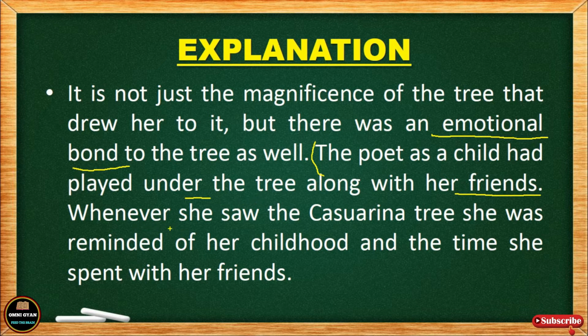So whenever she saw the casuarina tree, she was reminded of her childhood. तो जब भी वो खिड़की खोल के casuarina tree को देखती है, या जब भी देखती है उस tree को, तो अपने बचपन की याद उसको आ जाती है. The tree actually reminds her of her childhood. और सिर्फ not only of childhood, even childhood friends also. बचपन में जिन दोस्तों के साथ वो खेला करती थी उन दोस्तों की याद भी poet को आ जाती है. And that is where the emotional point is.